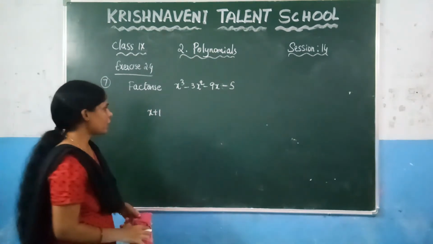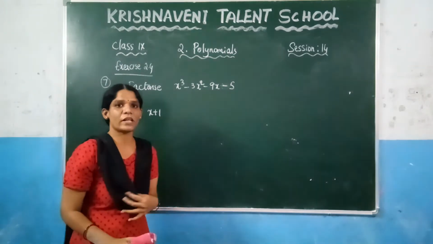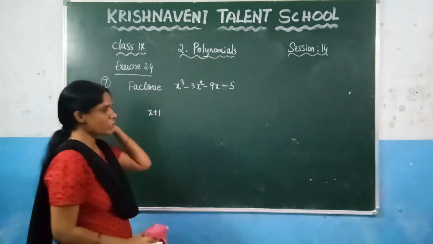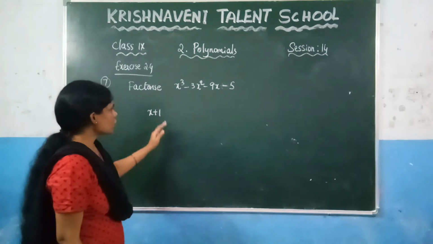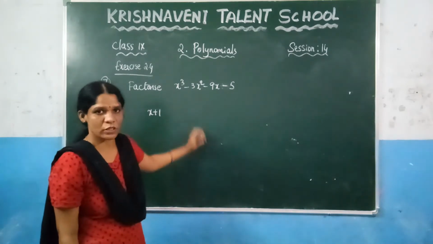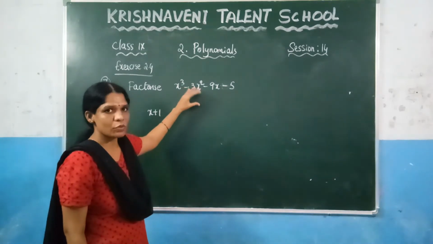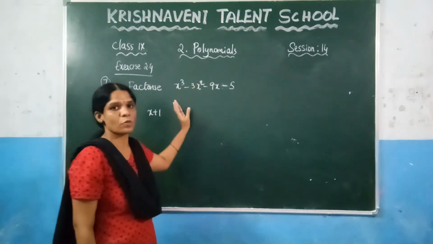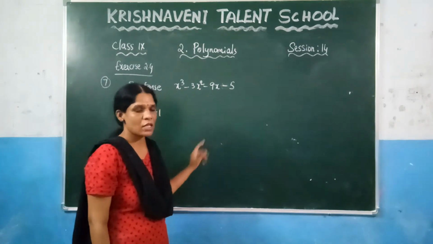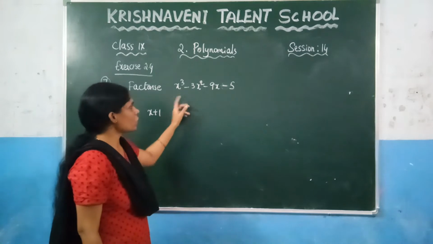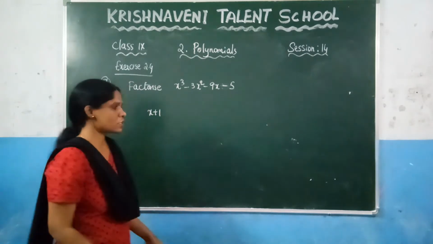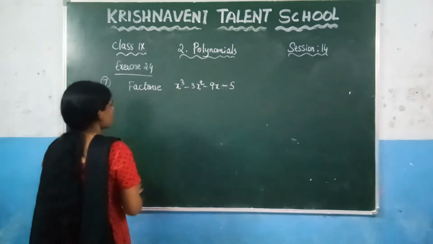Now you need to find the other two factors. If you want to find the other two factors, what we need to do, as we did yesterday, is divide these two polynomials so that you will get some coefficient, and you need to split that coefficient as a product of two linear polynomials. Then you will get this polynomial as a product of these factors. So write it here directly.